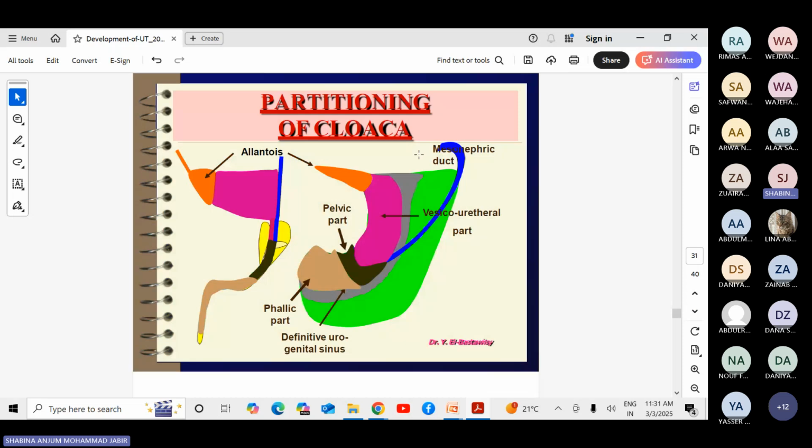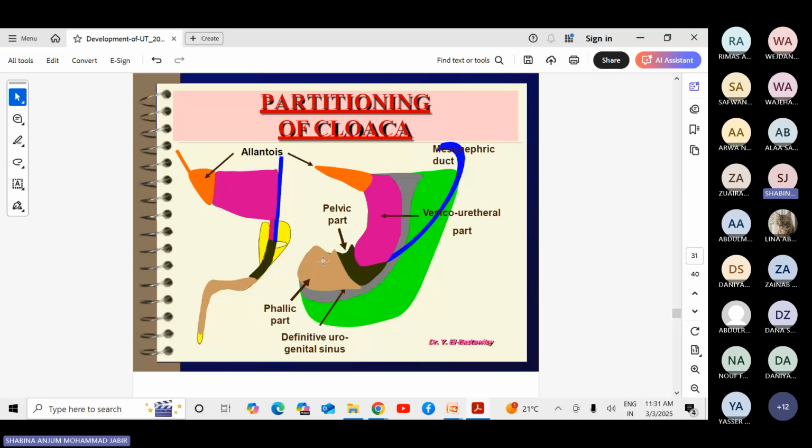So this is a developing cloaca in which we have this blue colored mesonephric duct which is going to form the ureter. Then we have the allantois which is connected to the umbilical cord. This is the vesico-urethral part. This is the pelvic part. This is the phallic part.